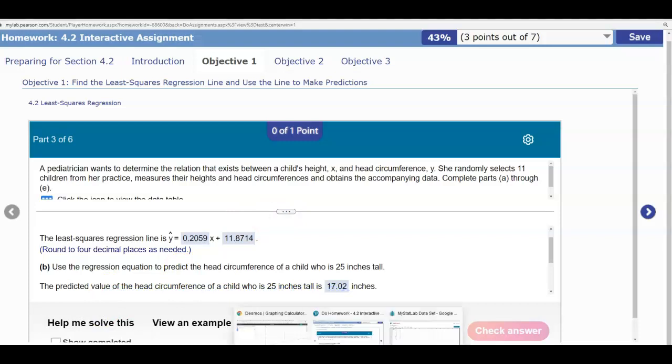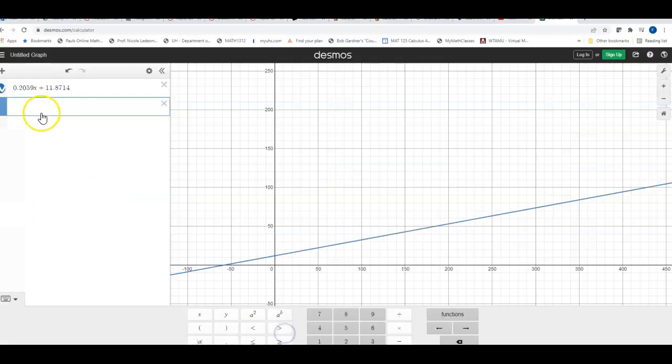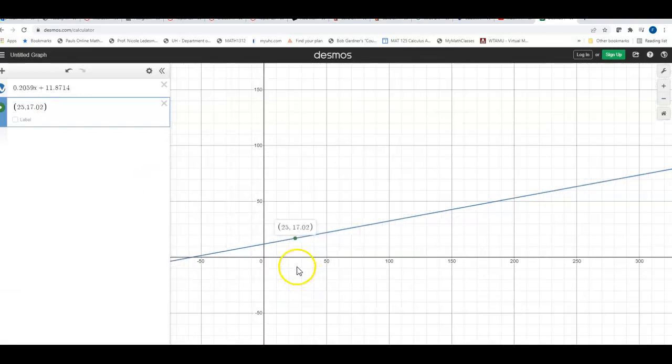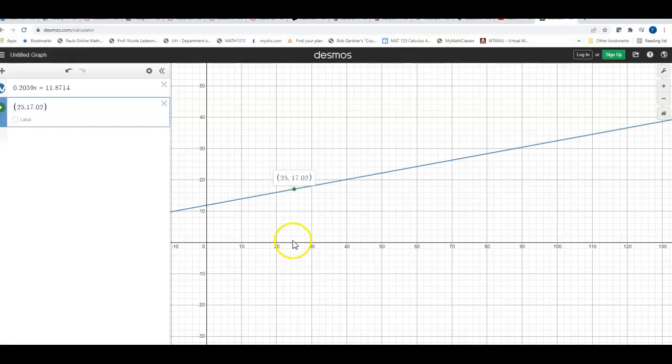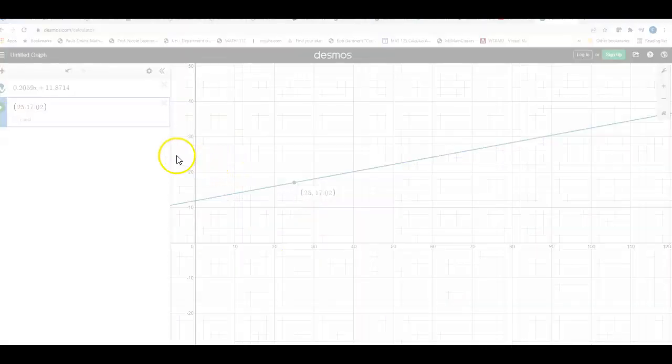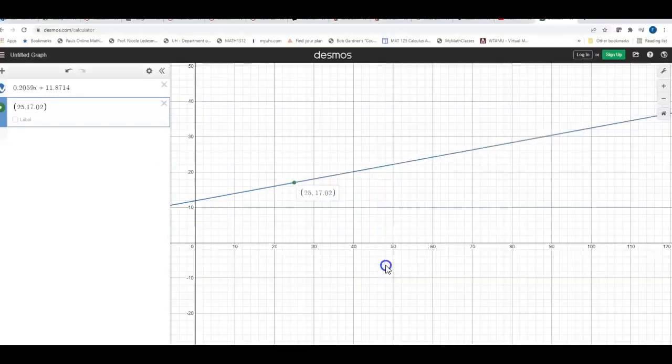Now let's go ahead and put that ordered pair into our graph. I want to visually show you what's going on here. The x value is 25 and the y value is 17.02. Now you're going to see where this point is being plotted. Here's 25. I'm going to copy that so you can see what this graph looks like.